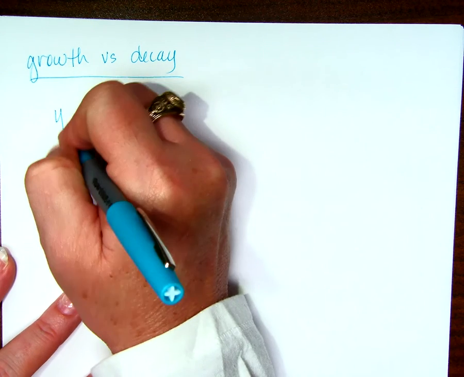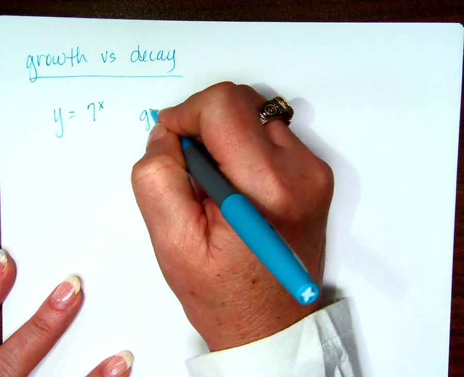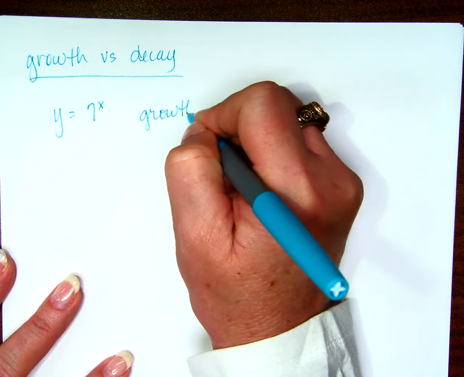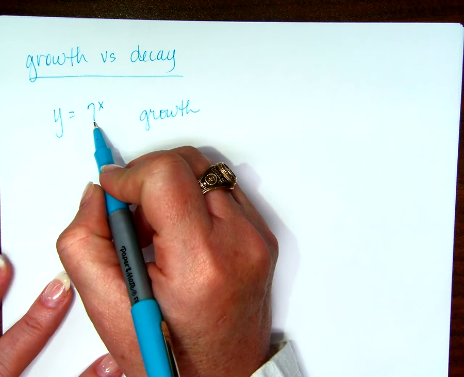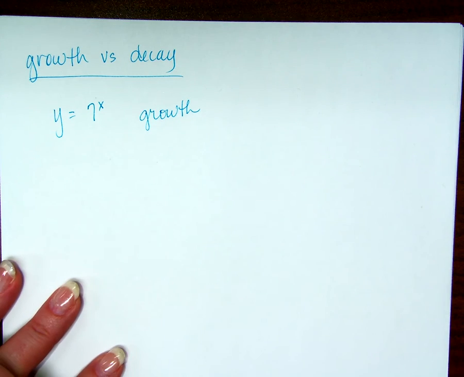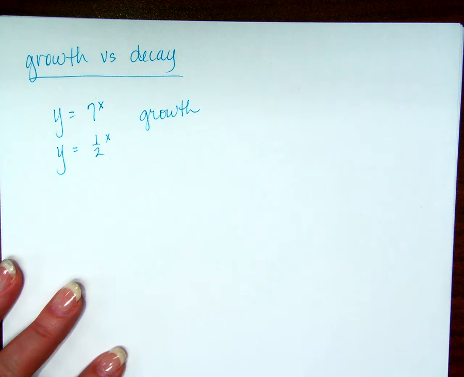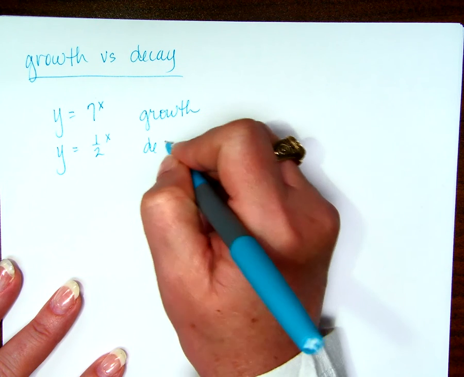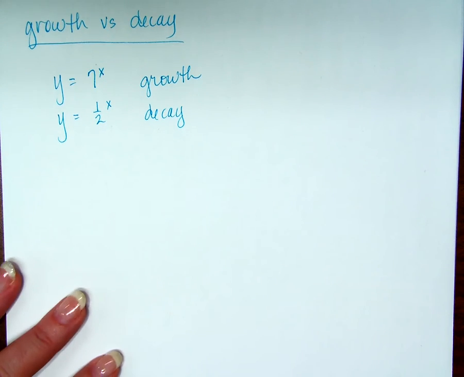Okay? So y equals 7 to the x power. Is that growth or decay? How do you know? How do you know it's growth? Because the base is greater than 1. Okay? What about this one? y equals 1/2 to the x. Decay because the base is between 0 and 1, right?